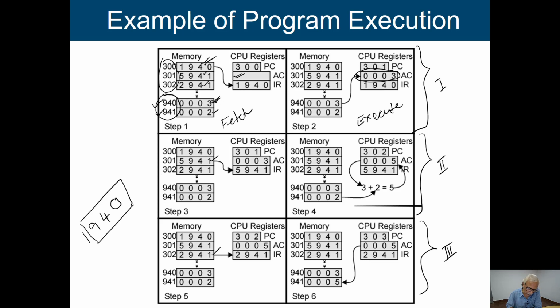So in this particular case, we will say that the memory content 1940 has two components. The first component is 1, which indicates that we are going to perform a particular operation, and to perform this operation we need some data, which we are going to get from memory location 940. This is the way we are going to interpret it, and if we interpret it this way, then we can see what operation we are going to perform by these 3 instructions.